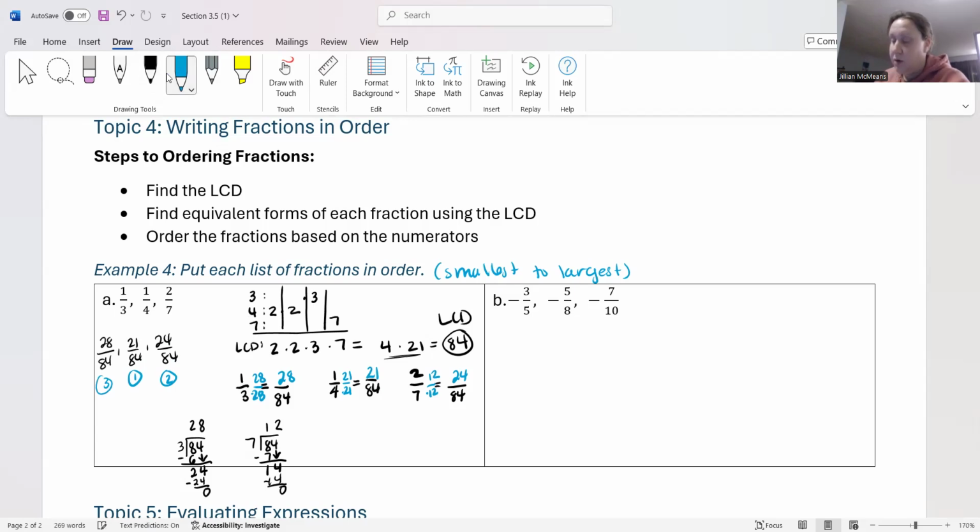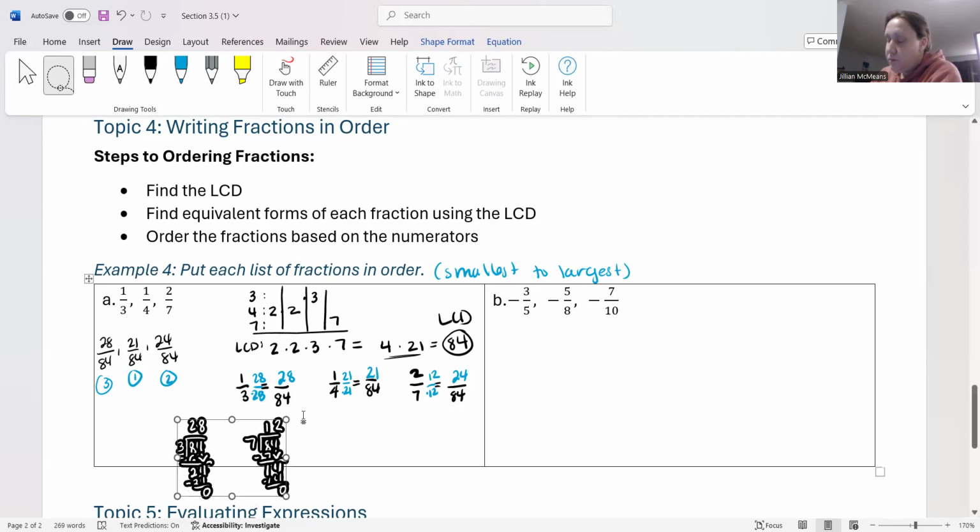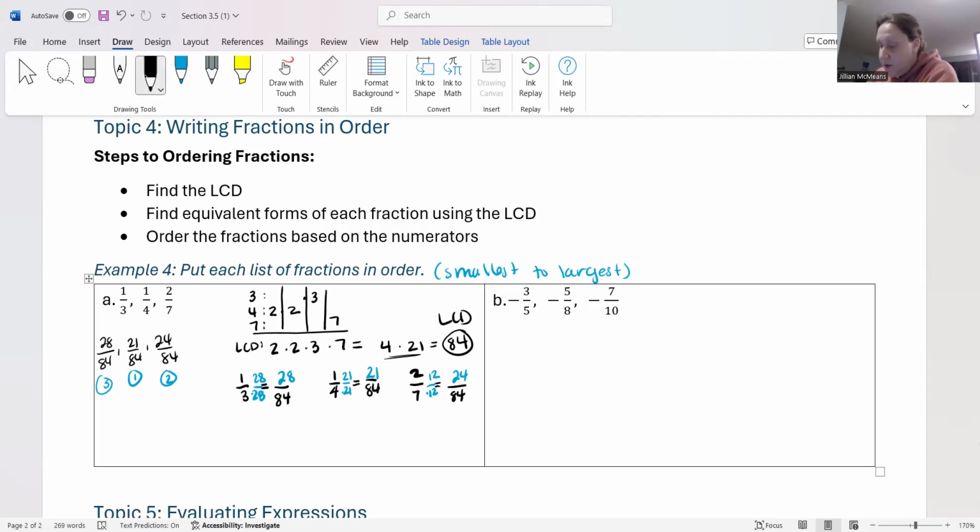So let's put the original fractions in order based on 1, 2, and 3. So let me get rid of some side work here just to make it a little roomier. All right, so our final answer, the smallest of the fractions is 21/84ths, which lined up with 1/4. The next smallest was 24/84ths, which lines up with 2/7. And then the largest of the three fractions was 28/84ths, which was 1/3. So there you have the fractions in order, smallest to largest.